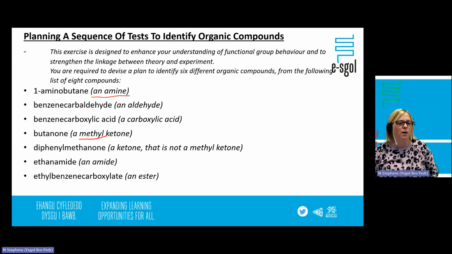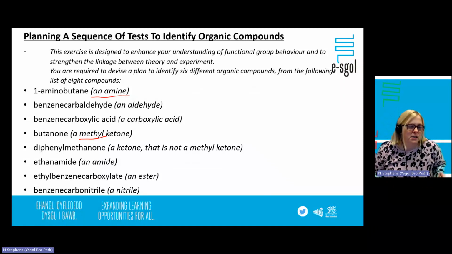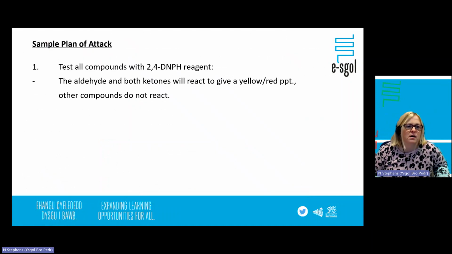We've got an amide and we've got an ester, followed finally by a nitrile. So then you needed to come up with some sort of sample plan of attack. And this is what we eventually came to the conclusion of with my class this year. We started with the first thing, which was, let's just test all of them with 2,4-DMBH.